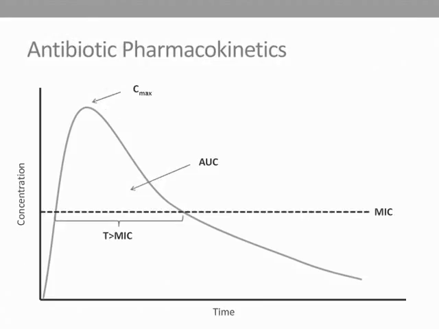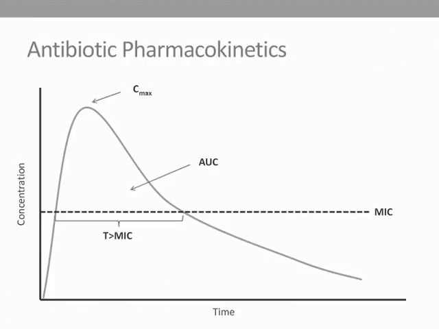Now let's review what the terms on this picture mean. AUC is the area under the curve. For vancomycin, we will want to know what the 24-hour AUC is. The MIC, or minimum inhibitory concentration, is the minimum concentration of an antibiotic that will inhibit visible growth of the organism over an overnight incubation period. Cmax is the maximum concentration of the antibiotic after administration of a dose.